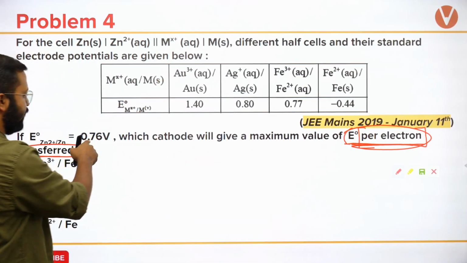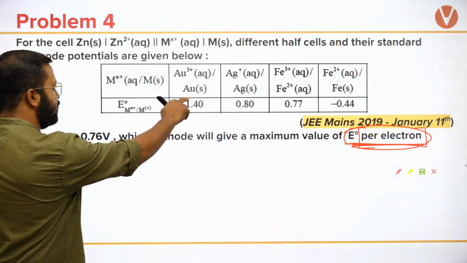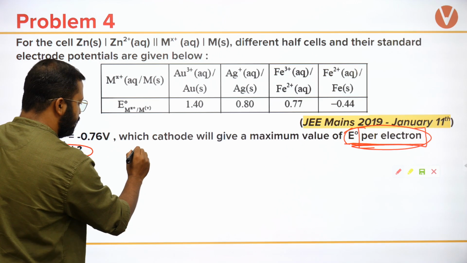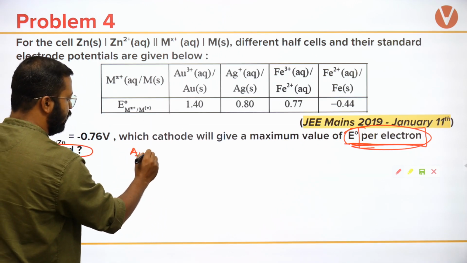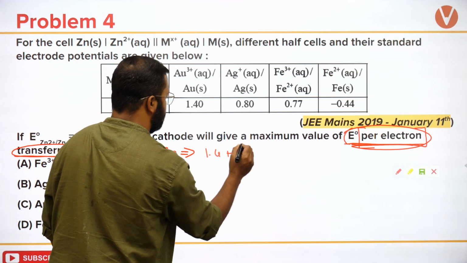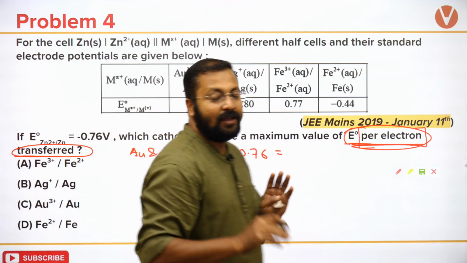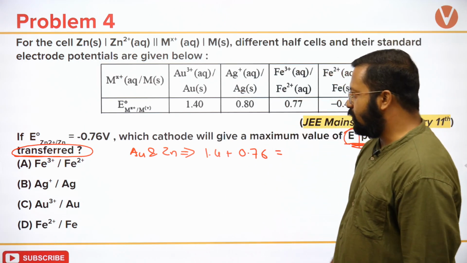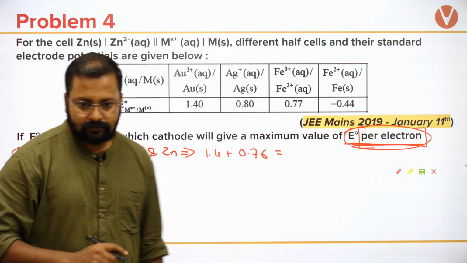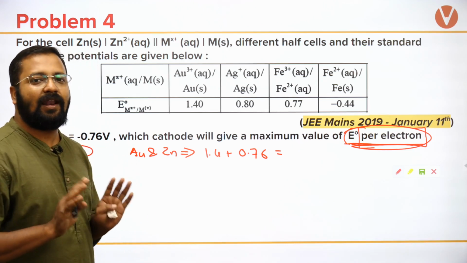I will couple 0.76 with 1.4, I will couple 0.76 with gold. So if I take gold and zinc, what will I get? I will get 1.4 plus 0.76. Gold we keep as the cathode. Zinc is made the anode, so zinc will change. This is reduction, so we made it 0.76. Next, E naught per electron has no meaning. E naught is actually always calculated per electron only.